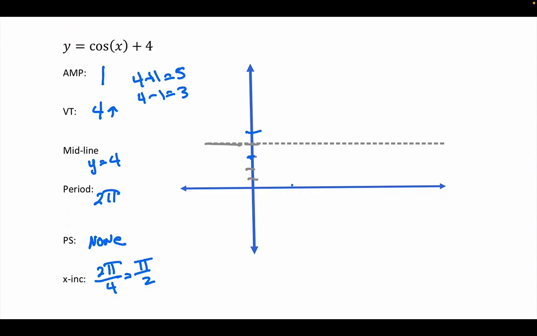Putting in my increments in here, since there's no phase shift, I'm 1, 2, 3, 4, and each increment is going to be pi halves. So this is pi halves, pi, 3 pi halves, and 2 pi, which completes the period. Since this is a cosine, I want to start here above my midline at 5. Then I want to hit the midline. I want to go below the midline, back to the midline, and then back up here at 5. So this curve would look something kind of like this. And again, you can extend it out if you want to do that.